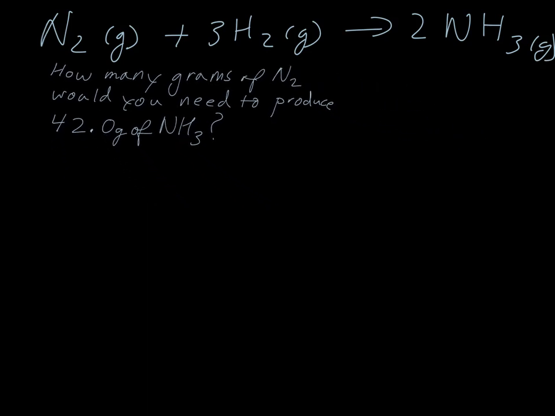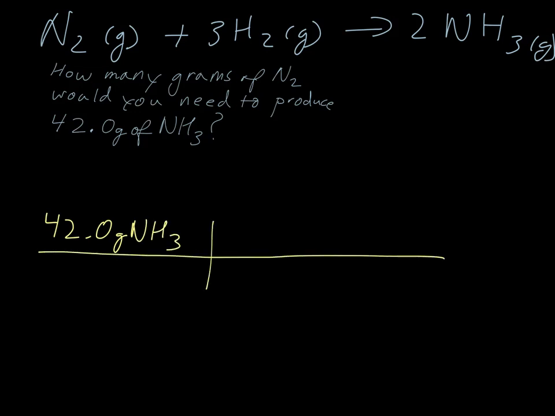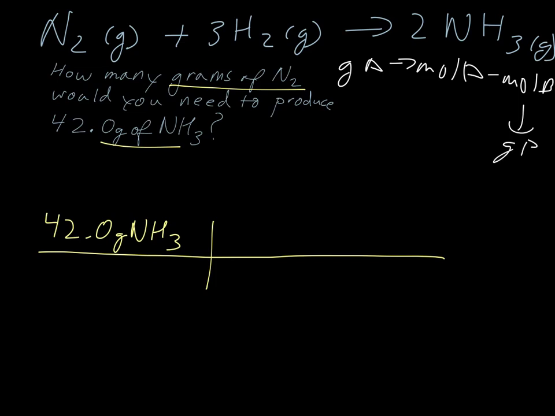Pause me and try this yourself. Seriously, pause me and try this yourself. I paused me. I hope you did. All right. So we've got one thing to start our line with. We're going from a mass of ammonia to a mass of nitrogen. So we're going from mass to mass. That means we can take comfort because we know we're going to follow that pattern we talked about earlier: grams of A, moles of A, moles of B to grams of B pattern.